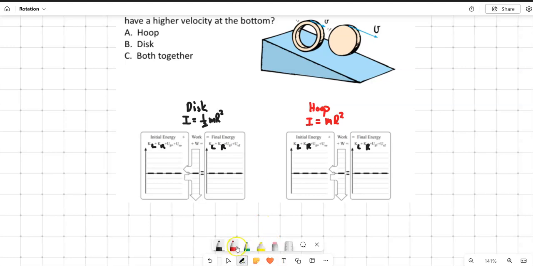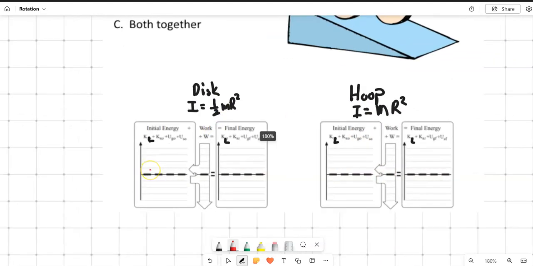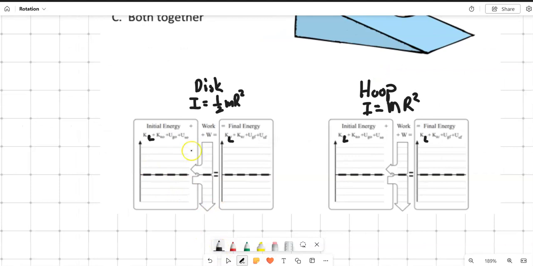In fact, I'm going to reserve red for the rotational kinetic energy. So I'm going to modify this real quick so it makes sense. The hoop right here has a moment of inertia of mr squared. And we said the rotational kinetic energy of the hoop is probably going to be twice that of the disk.